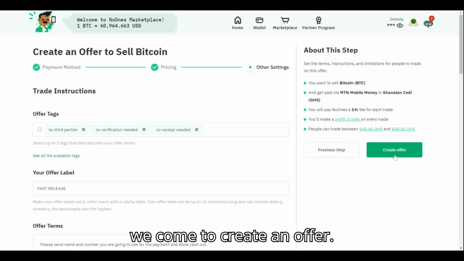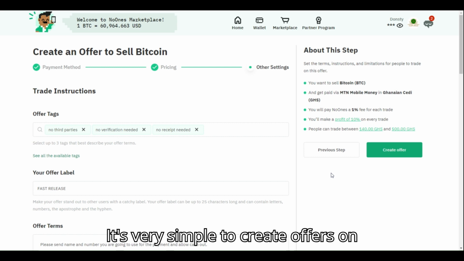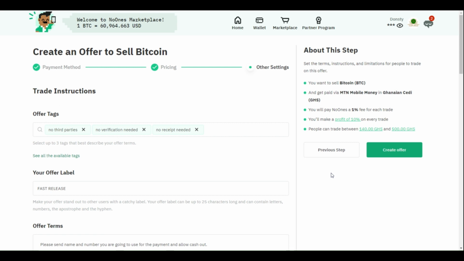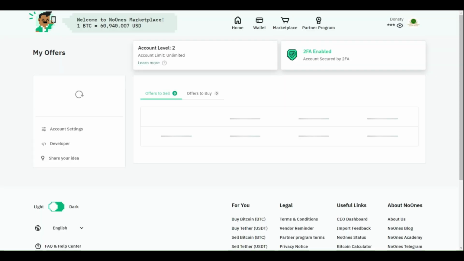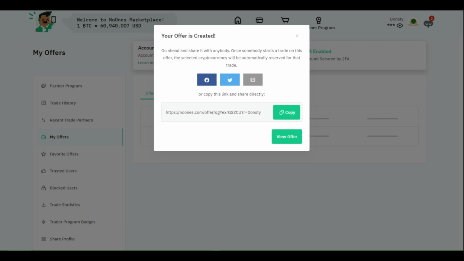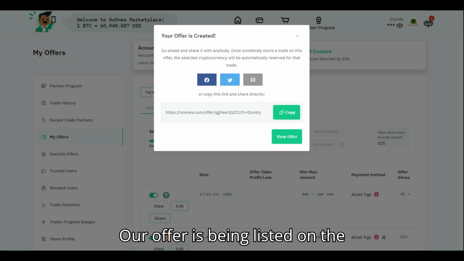Then we come to create an offer. Very simple. It's very simple to create offers on the NoOnes P2P trading platform. Let's wait for it to open. Yeah. So now our offer has been created. Our offer is being listed on the marketplace. So now you are free to go.